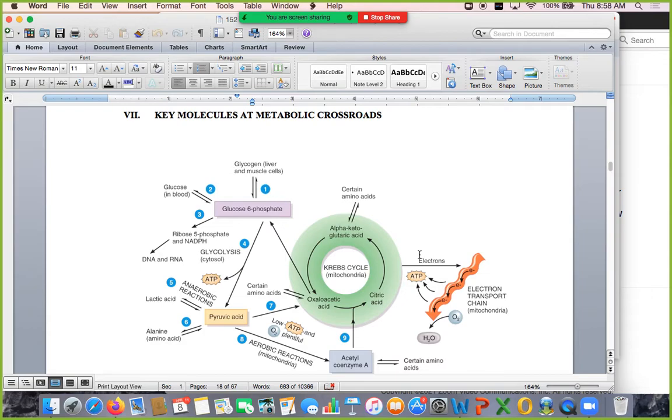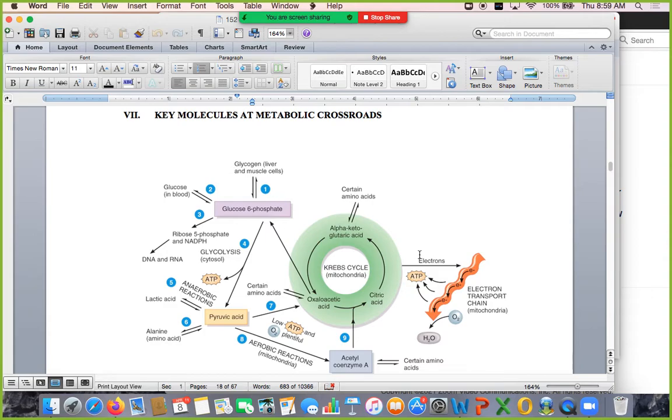All right, so this image here is depicting the idea that we have metabolic crossroads. What does that mean? That means that we have different ways that these molecules can go down different metabolic pathways. For example, glucose 6-phosphate is a very important one because it can do a couple of things. It can get converted into glycogen. It can get converted into glucose. It can get converted, excuse me, into DNA and RNA, as well as getting converted into pyruvic acid. And pyruvic acid, as we all know, can enter into the Krebs cycle.